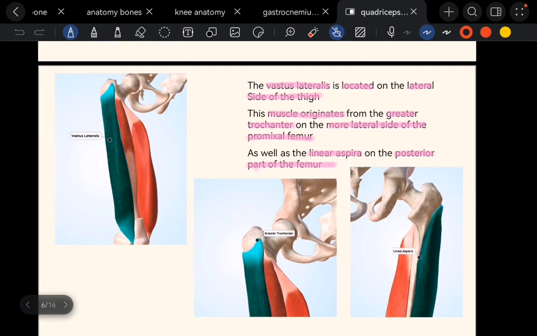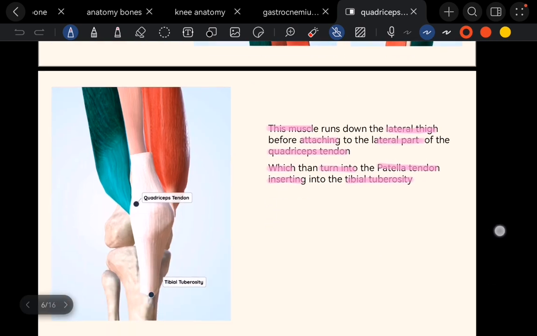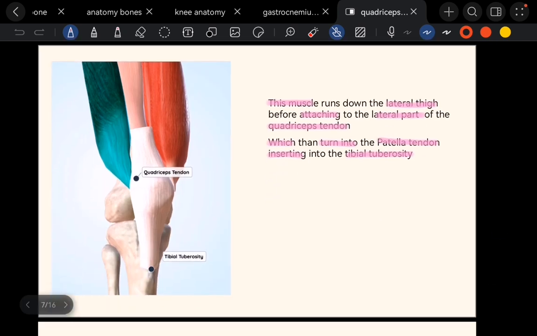Next muscle is called the vastus lateralis. The vastus lateralis is a muscle that is found on the lateral side of your anterior thigh. Now, this muscle originates at the greater trochanter of the femur, as well as the linea aspera of the femur. And it basically runs down the lateral side of the anterior thigh and inserts itself at the lateral quadriceps tendon, where it slowly inserts itself at the patellar tendon, inserting into the tibial tuberosity.